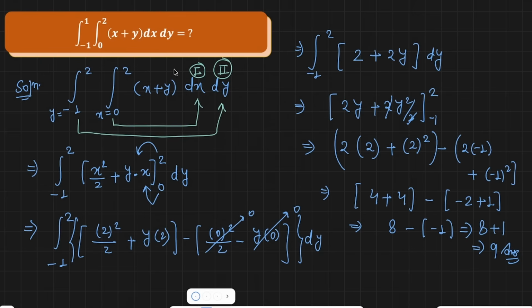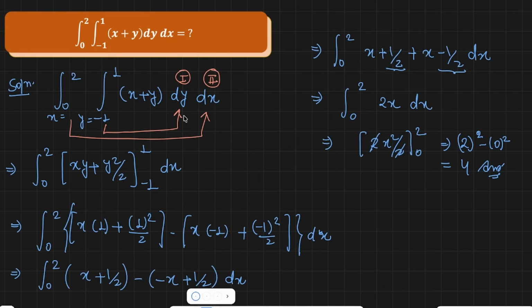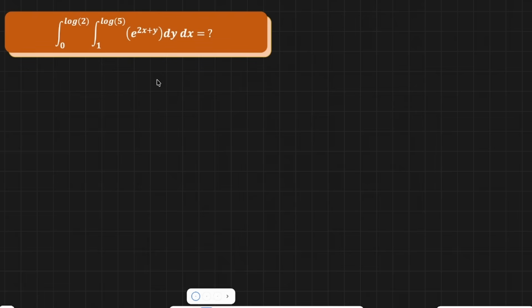So this is the answer for this integral. So you can easily find out this integral using this. Okay, this is how we can integrate, here first with respect to y, and then with respect to x. This is the solution of this integral. Now come to the next question. This is how you can solve this question.